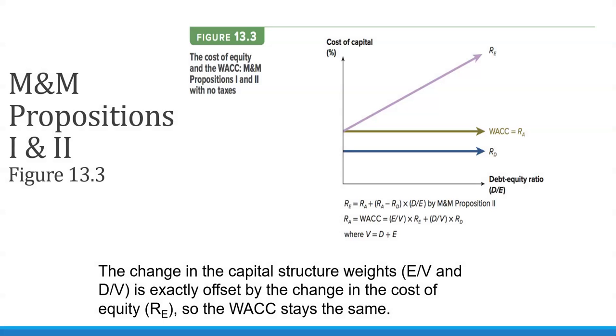When we can see this graph, we can see that the change in capital structure weights is exactly offset by the change in the cost of equity. Our weighted average cost of capital stays exactly the same, but the return on equity, or the cost of equity, increases to take into account the added debt to shareholders. We'll explore the other two cases in the next video.